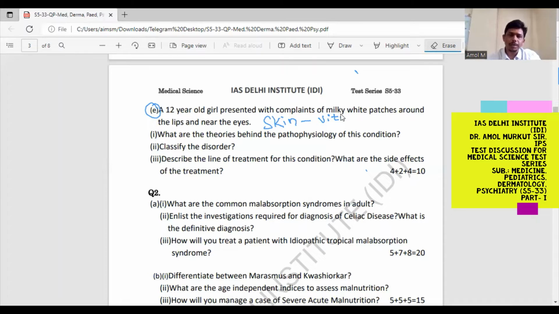And side effects, localized we can say, because of the steroid, local atrophy. Then if you give oral steroids, then all the side effects of the steroids, such as low immunity, then growth retardation. All these are the side effects of steroid treatment. Okay. So moving on to the next question. Question 2.